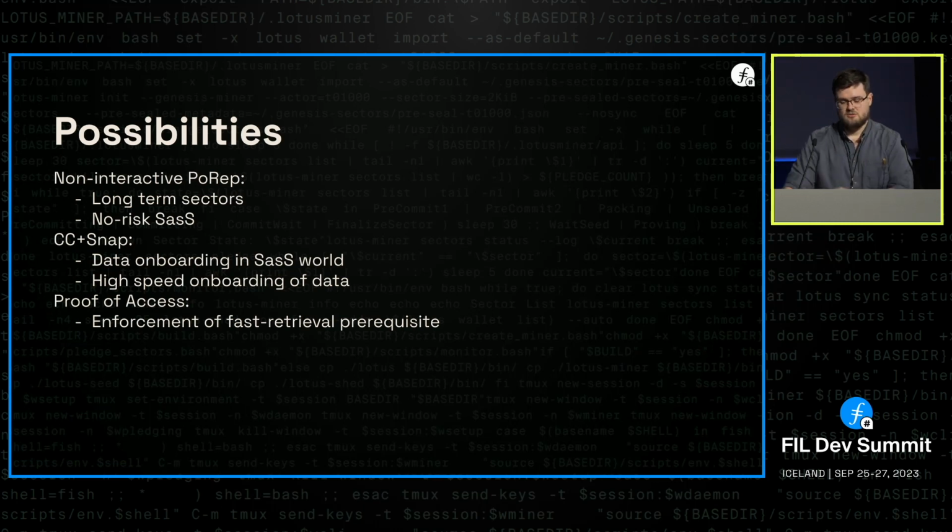So the reason is it's somewhat connected to CC plus SNAP. It's the same restrictions that land on proof of access as on SNAP deals, where you cannot snap into a sector that was already sealed with data. The same reasons apply to proof of access. Essentially, we are missing a piece of information that's created during the sealing process to allow for a proof. And exposing this information directly today would require a new trusted setup, new circuit, and so on.